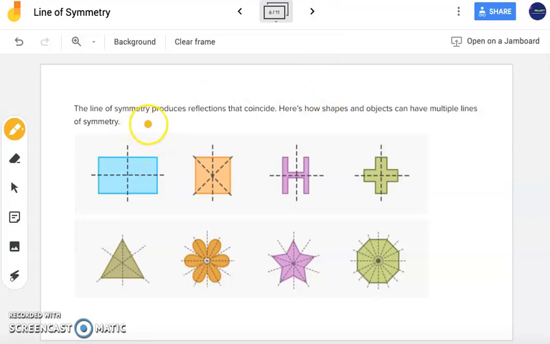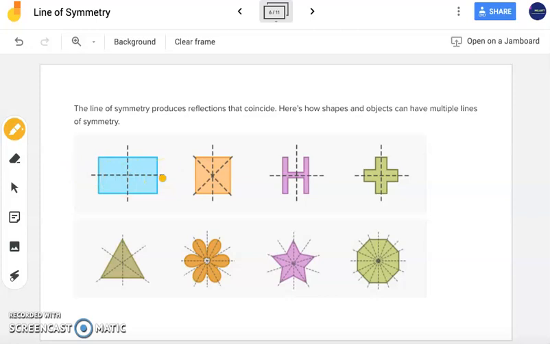The line of symmetry produces reflections that coincide. Here's how shapes and objects can have multiple lines of symmetry. So here we have a rectangle, and in fact you can draw a line of symmetry vertically and horizontally. That's absolutely fine, whichever way you choose.